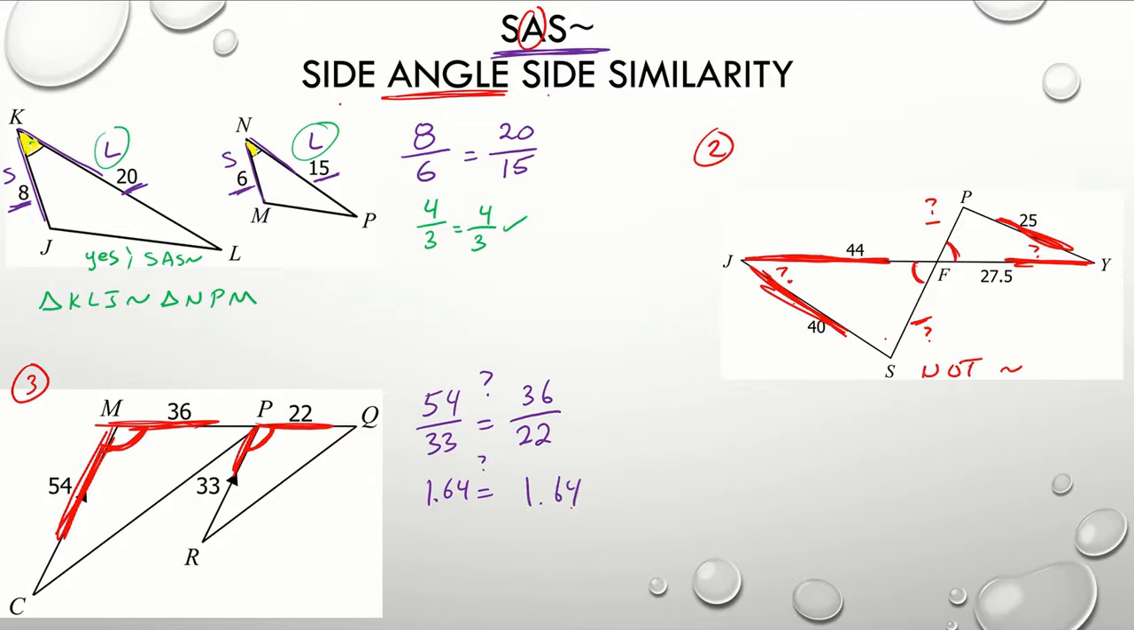So yes, they are similar by side-angle-side similarity, and the two triangles that are similar are MPC similar to PQR.